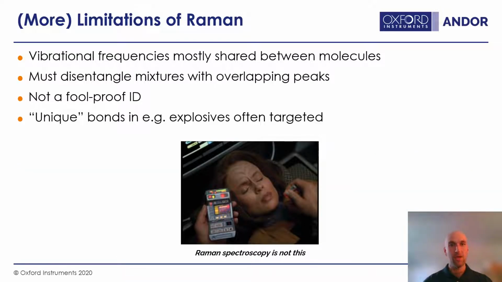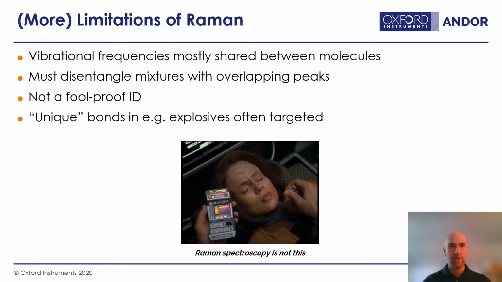So, more limitations of Raman spectroscopy. Vibrational frequencies are mostly shared across molecules, so you may not know whether you're looking at one functional group on one molecule or another molecule. It doesn't give you a complete picture. You have to disentangle mixtures that might have overlapping peaks. There's not really a great way to do a foolproof ID based on what you see. You might need some kind of hypothesis going in.